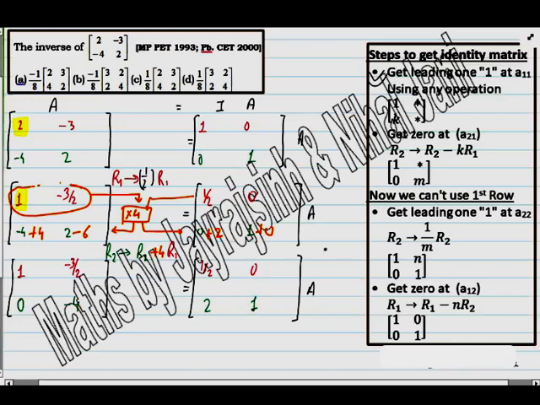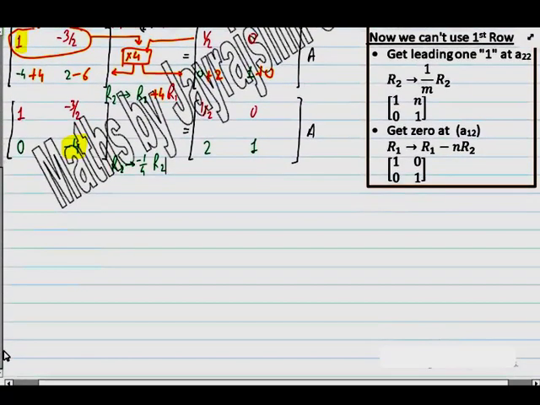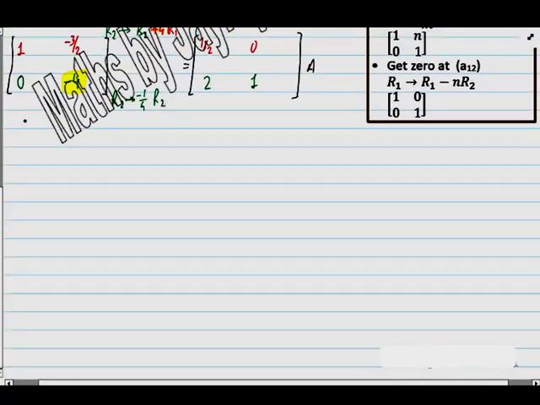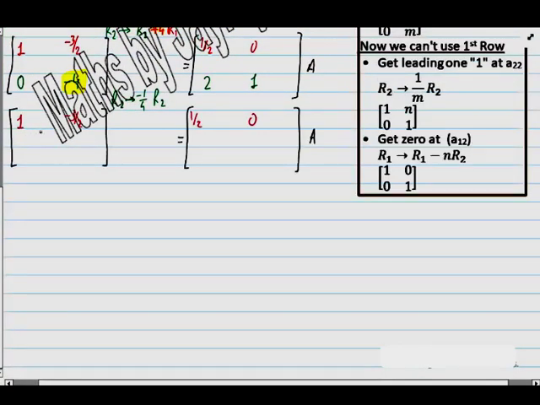Now we can't use the first row, right? So to get leading one at A22 point, we should take minus 4 common from the second row. That means we have to take R2 gives minus 1 by 4 R2 operation. So now we have to take minus 4 common from the second row, and first row will be as it is. Then you will get 0, 1, minus 1 by 2 and minus 1 by 4.